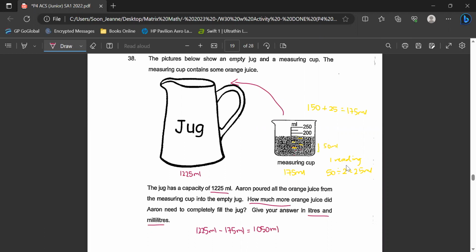But they asked to give your answer in liters and milliliters. 1 liter is 1000 ml, and 50 ml. This is your answer.